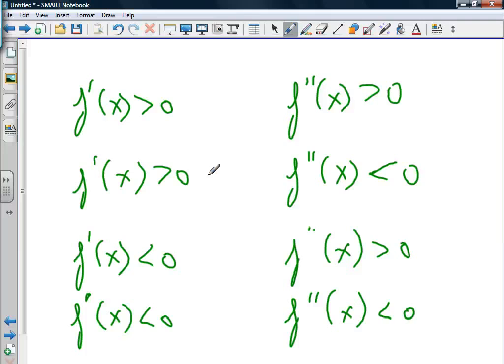F triple prime. If f is your displacement, your position, f prime is your velocity, f double prime is your acceleration, f triple prime is the jerk. I kid you not. I once avoided getting a ticket by explaining to a cop what the jerk was. Okay? I said, from now on, you can give a ticket if the following is true.